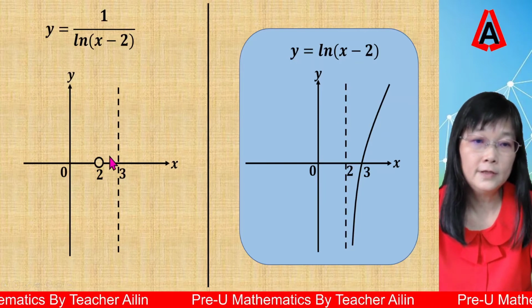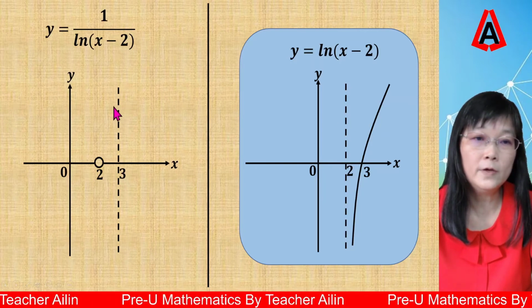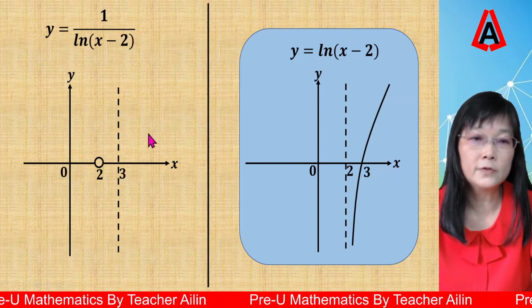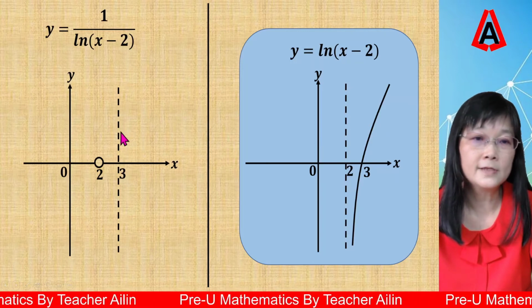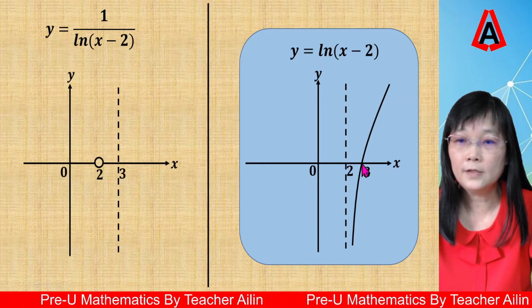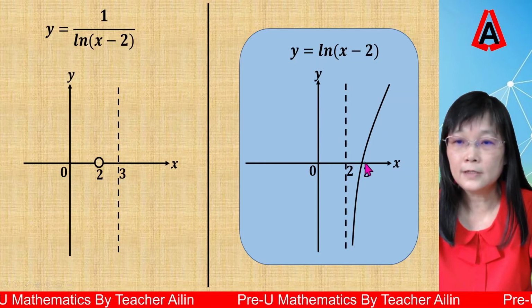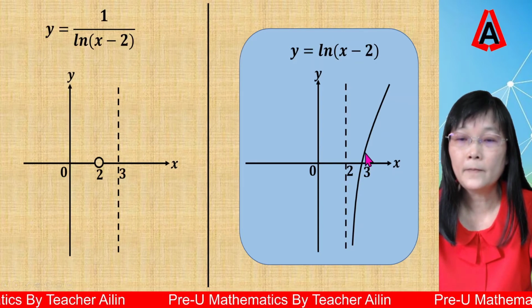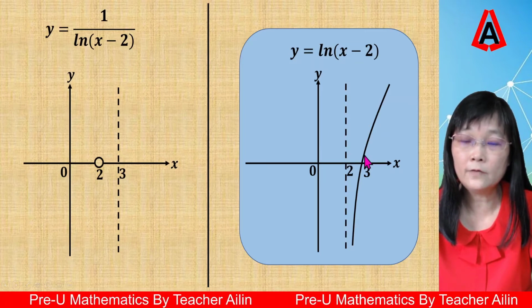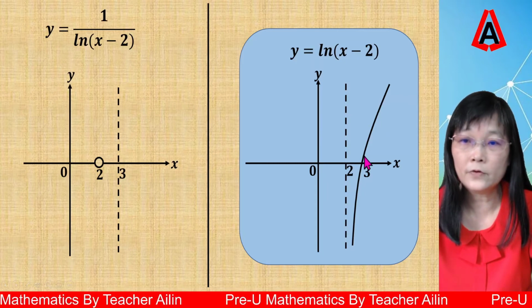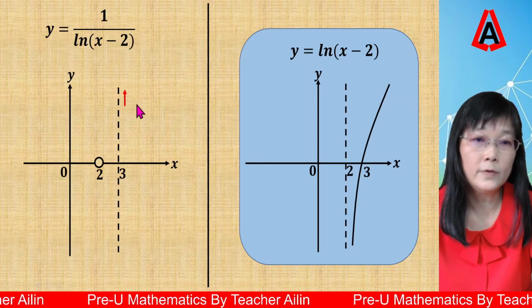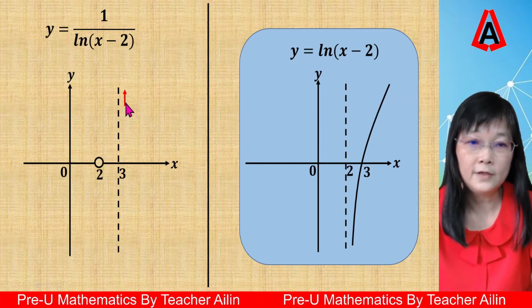Now for the vertical asymptote, we have to know what the value of y is near to the asymptote. So now we consider this part first. For x slightly greater than 3, before converting, y is positive 0. That is a very small value of 0 but positive. So when converted to the reciprocal function, the value of y becomes positive infinity.